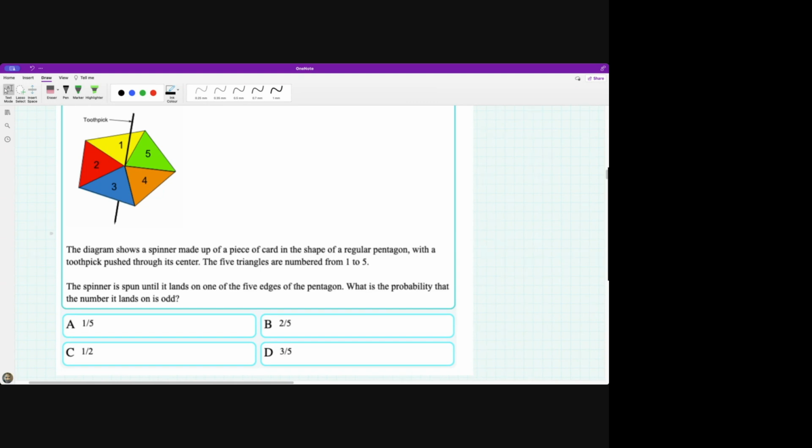Okay, the answers are coming through. Now, there are 5 possible outcomes. What is the probability it lands on an odd? So what's a favorable outcome? Well, 1 is odd, 3 is odd, 5 is odd. So there's a 3 in 5 chance I end up with a favorable outcome, which is an odd number. And so for me, the correct answer would be D.